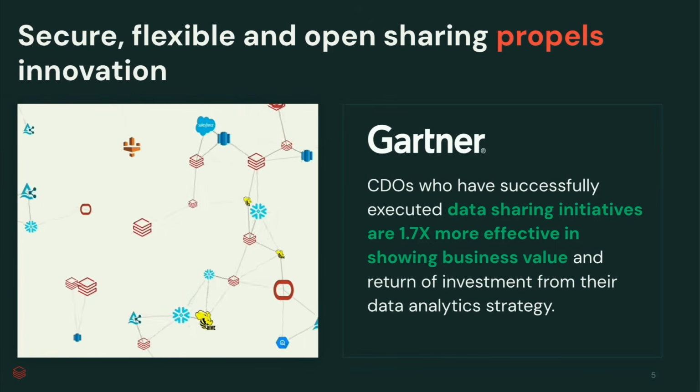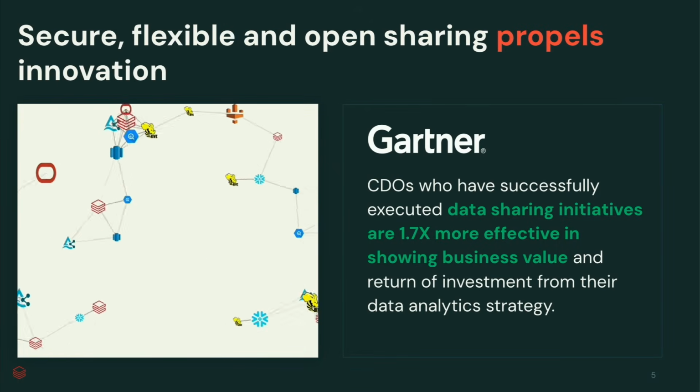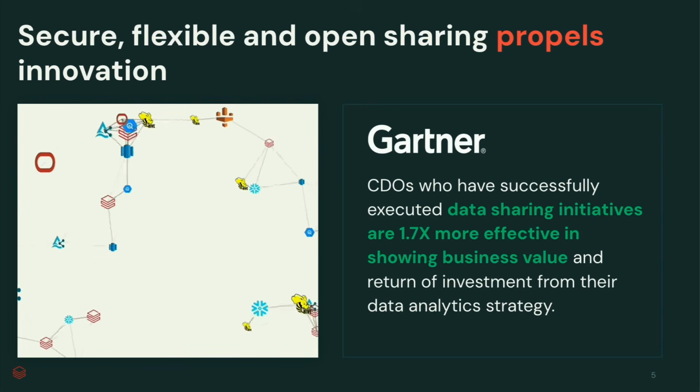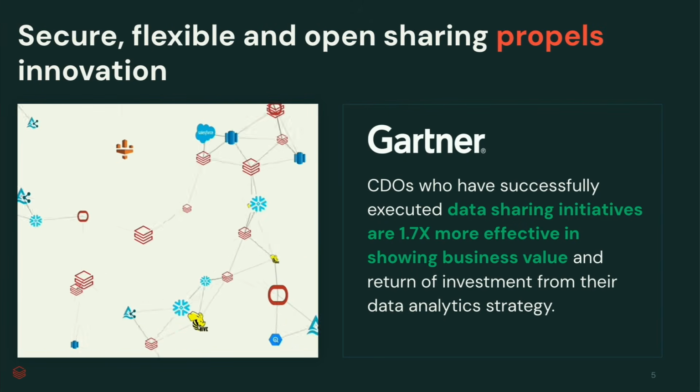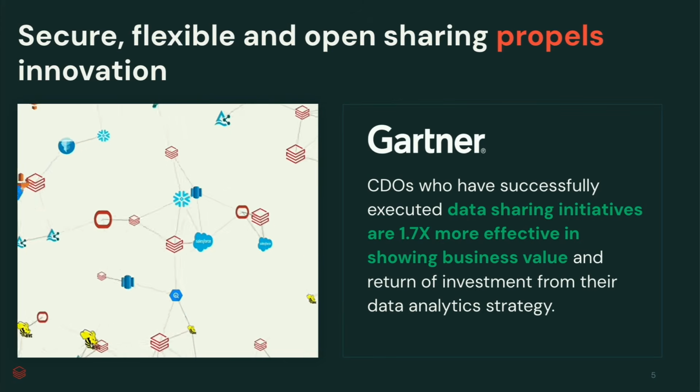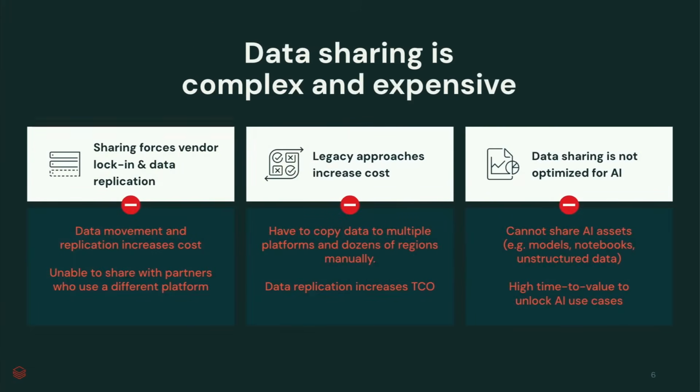Secure, flexible, and open sharing propels innovation in organizations. It helps elevate customer experience, improve business outcomes, provide a competitive advantage. However, data sharing is complex and expensive today. Why? Firstly, most sharing protocols are proprietary and they result in vendor lock-in. Other methods like SFTP are manual and quite error-prone. These methods don't allow seamless sharing of data across platforms and clouds.